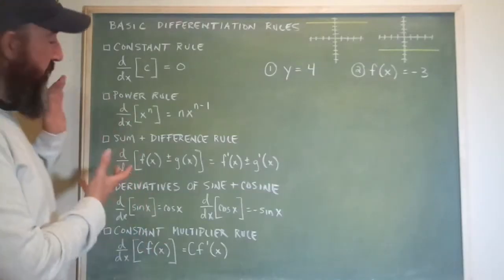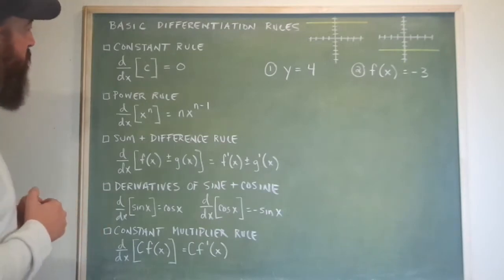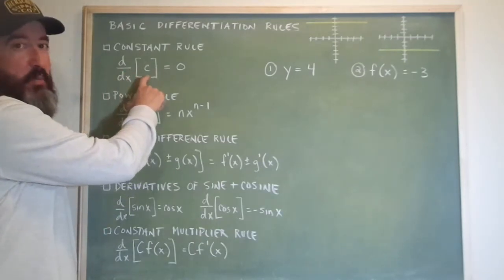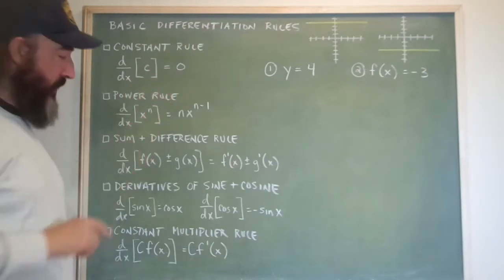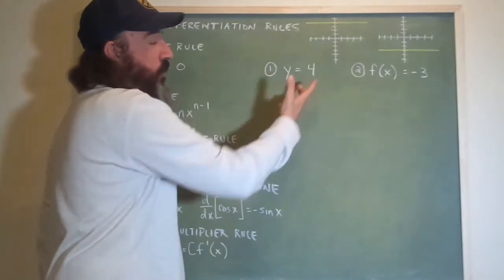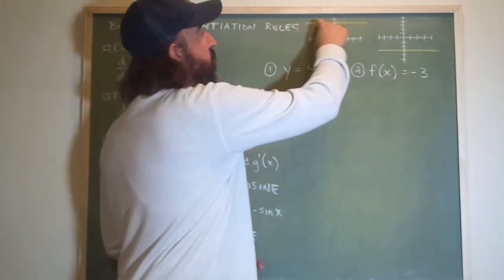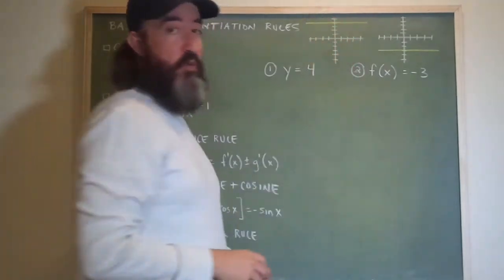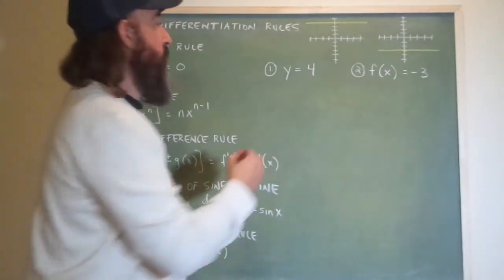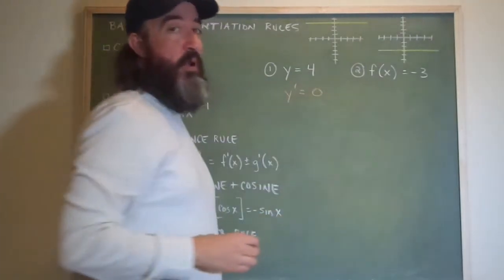So here we have our 5 basic differentiation rules. Let's take a look at this first one called the constant rule. This says that the derivative of any constant number is 0. So let's go take a look at why that's true. Let's look at this function y equals 4. Of course, if you graph the line y equals 4, you get a horizontal line where y equals 4. And you can see the slope of that line is 0 everywhere. So I'm going to say the derivative y prime equals 0.